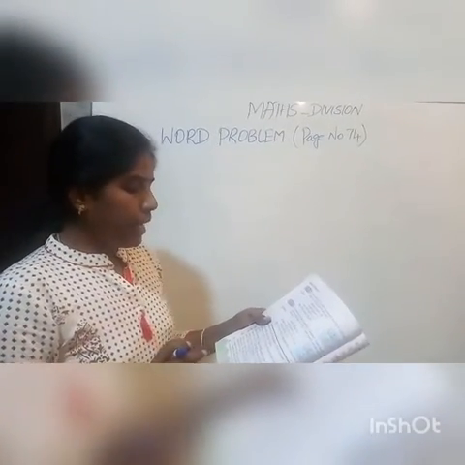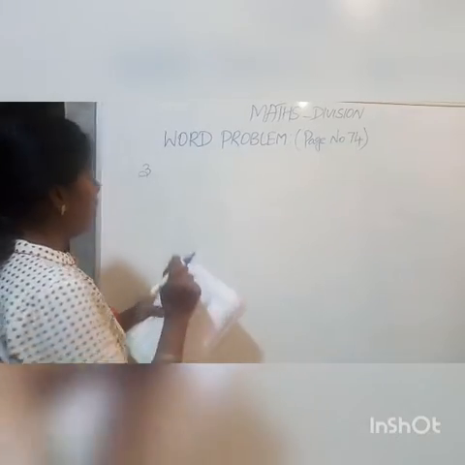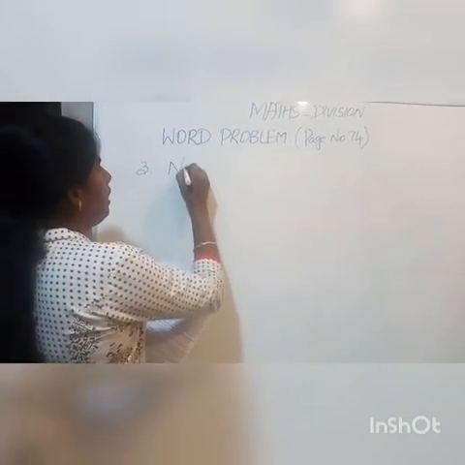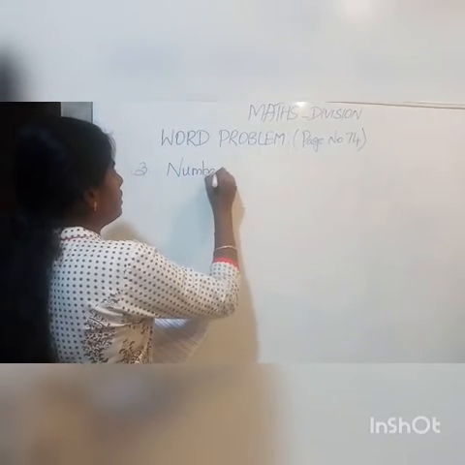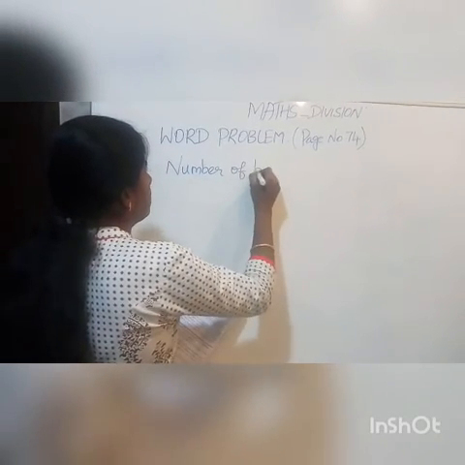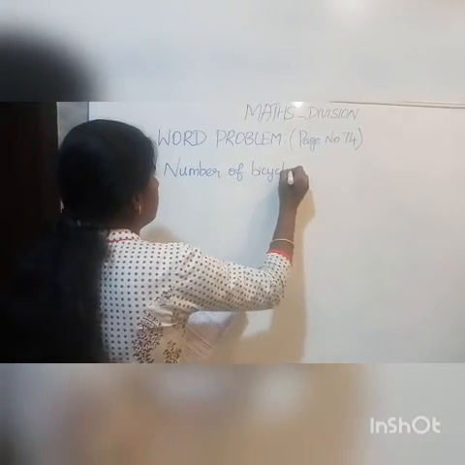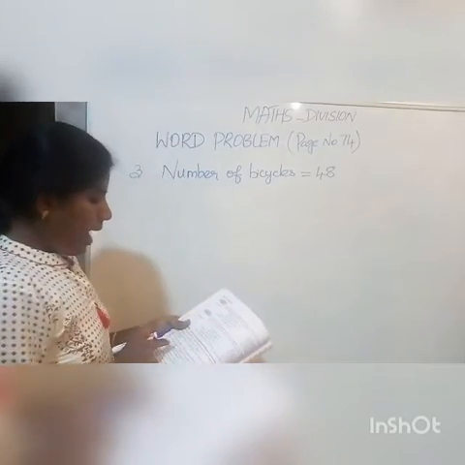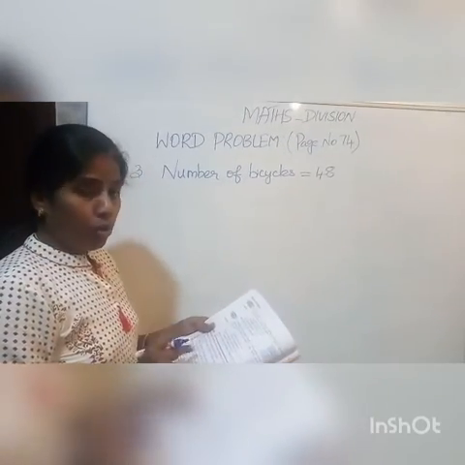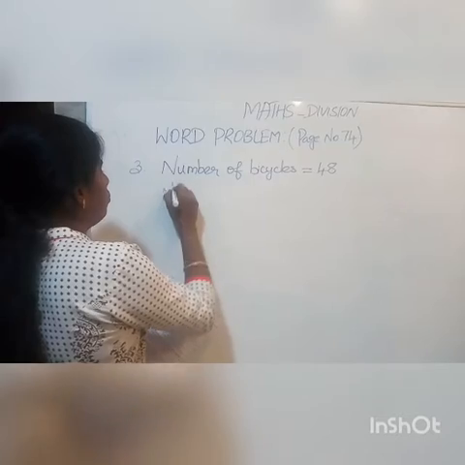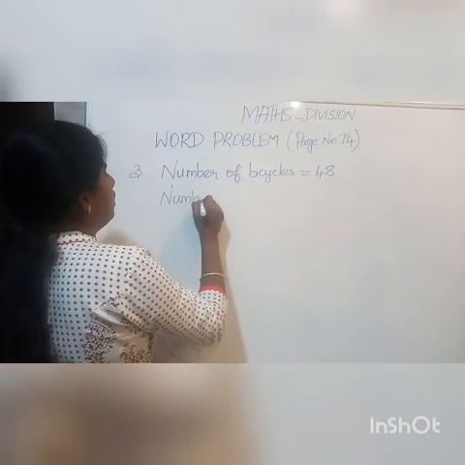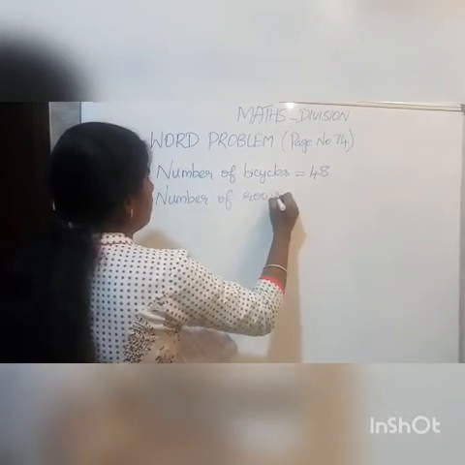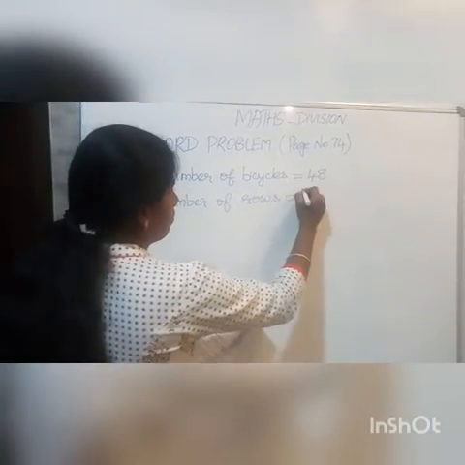There are 48 bicycles in 4 rows. So what have they given? There are 48 bicycles. So the first statement will be number of bicycles equals to 48. And they have given it as in 4 rows. So the number of rows equals to 4.